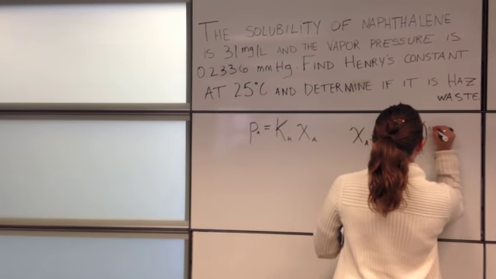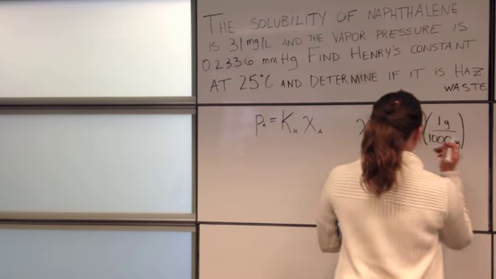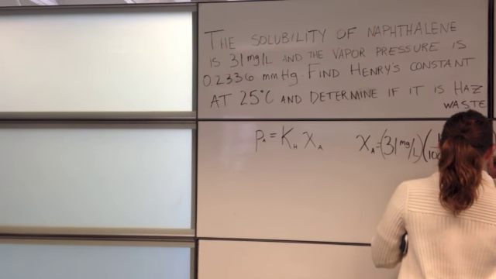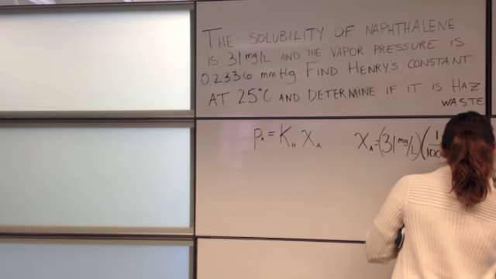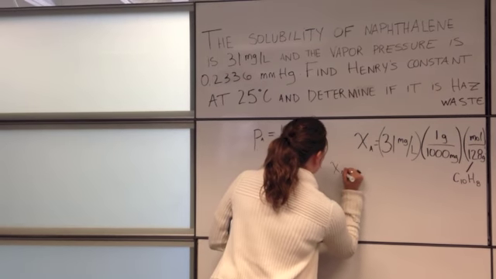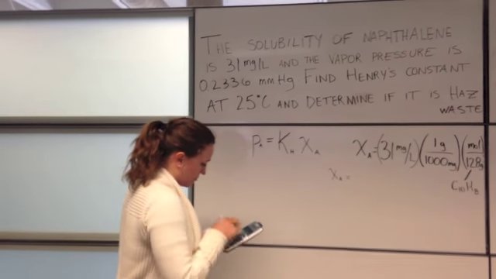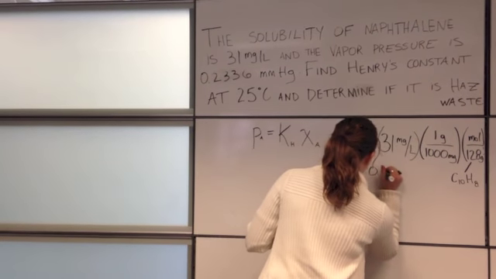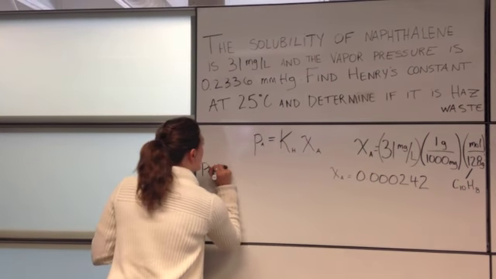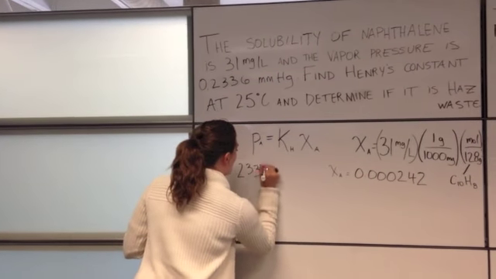Using the molecular weight of naphthalene as 128 grams, we get a mole fraction of 0.000242 moles per liter. Using the ideal gas law combined with Henry's law and the volume equaling 1 liter, we get P equals KXRT. Using an R of 0.0821 liters ATM per mole K, we have to convert our pressure to ATM first. And this is by going 0.2336 divided by 760 millimeters of mercury.